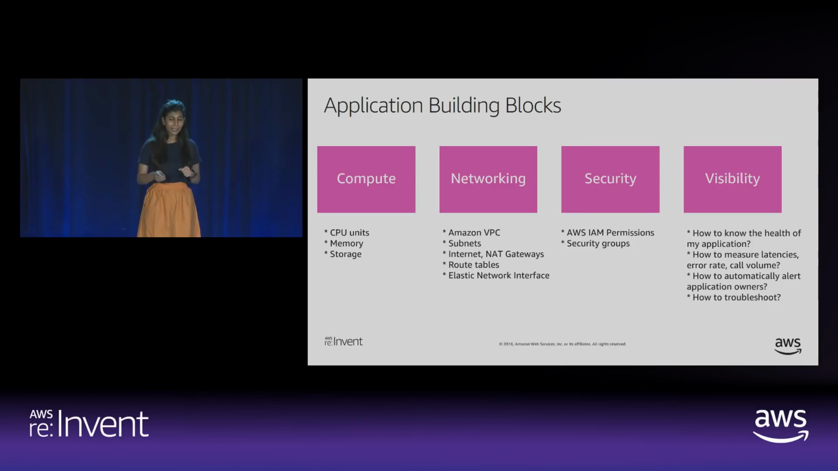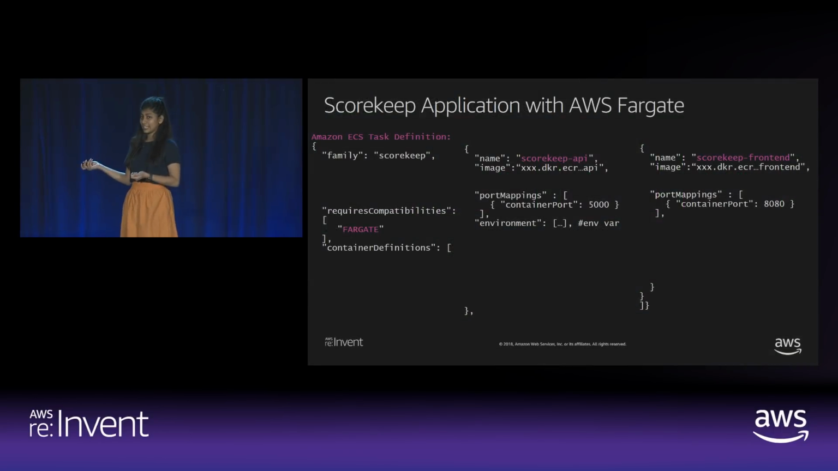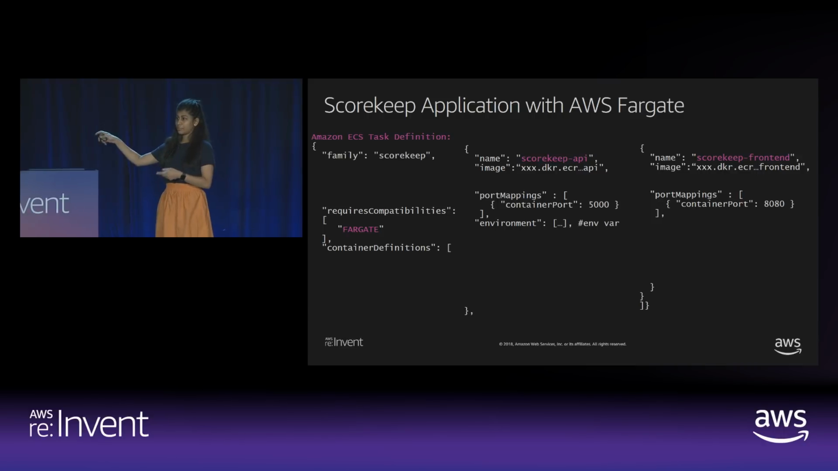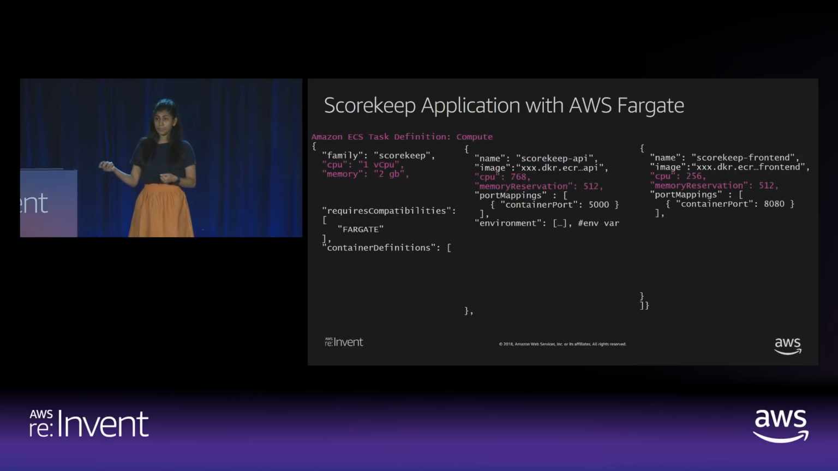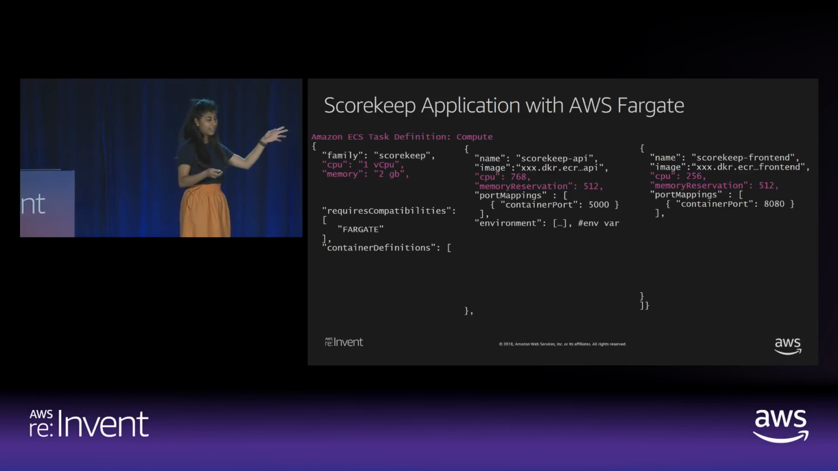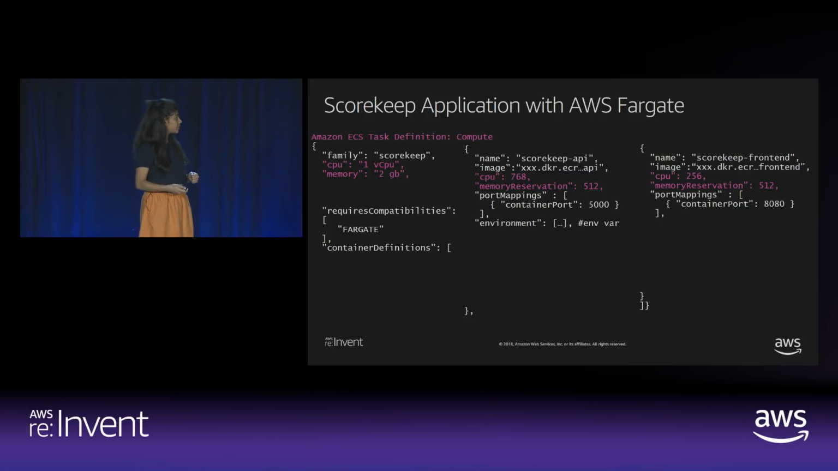But before we do that, I want to use these 4 building blocks and apply them to a scorekeep application. So I start with an ECS task definition. Here I have 2 containers, back end and front end. I have my Docker images pushed to ECR. Then I start with compute. I specify the CPU and memory parameters on my task and my containers.